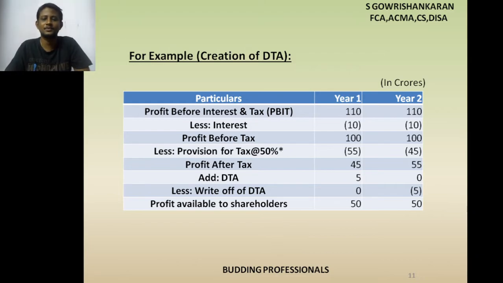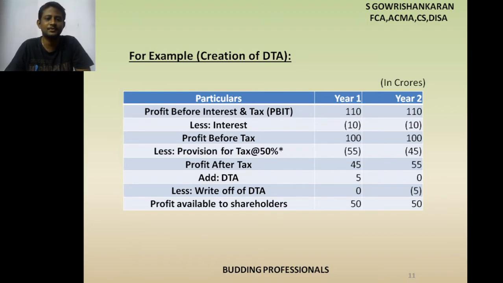Less interest. We are preparing the financial statement. Assume it is Schedule 3. So 110 minus interest 10. Profit before tax is how much? 100 crore is the answer. Provision for tax at 50%: 100 into 50%, 50 crore will come. But actually how much is there? 55 is there, and 45 is there.